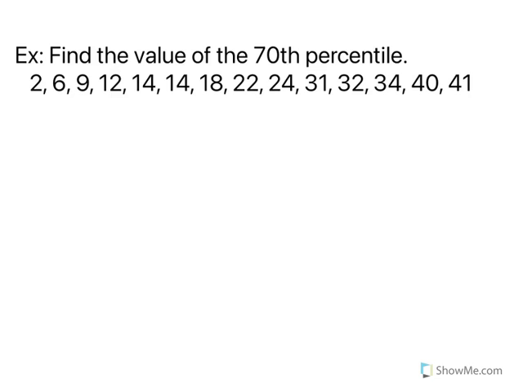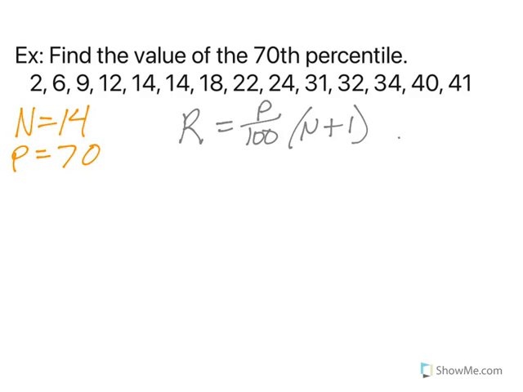Okay, what do we know? If I count up all my numbers, there's 14 of them. So N is 14, and I want to find the 70th percentile, so P is 70. Therefore, I can find my ordinal rank, which number falls in that 70th percentile. So I use the formula R equals P over 100 times the quantity N plus 1, and I plug in what I know. So 70 over 100 times 14 plus 1. Well, 14 plus 1 is 15.